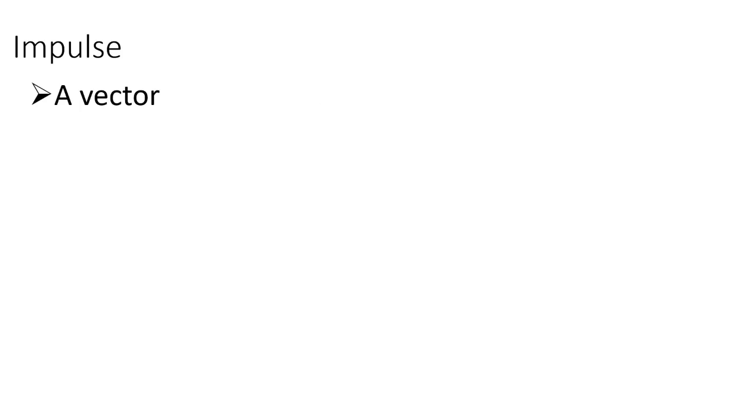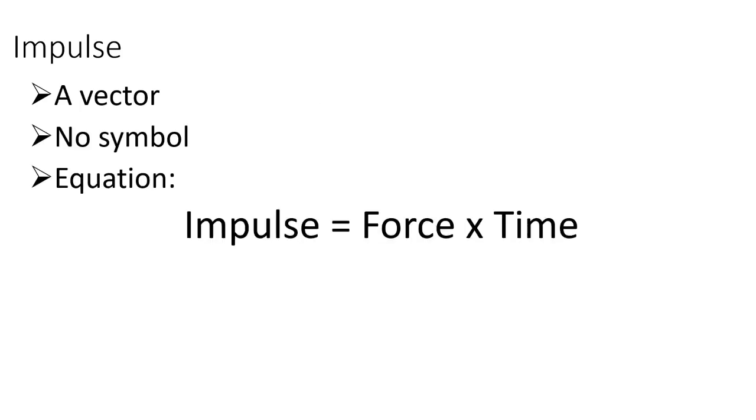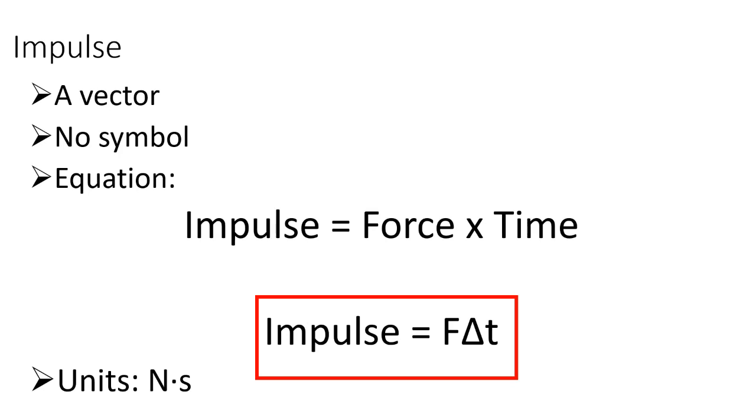To define impulse, it is a vector. It has no symbol. The equation for impulse is just force times time, or impulse is equal to F delta T. F delta T we'll see on your formula sheet as well. So when you see that, that just means impulse. And the units for impulse are Newton seconds.